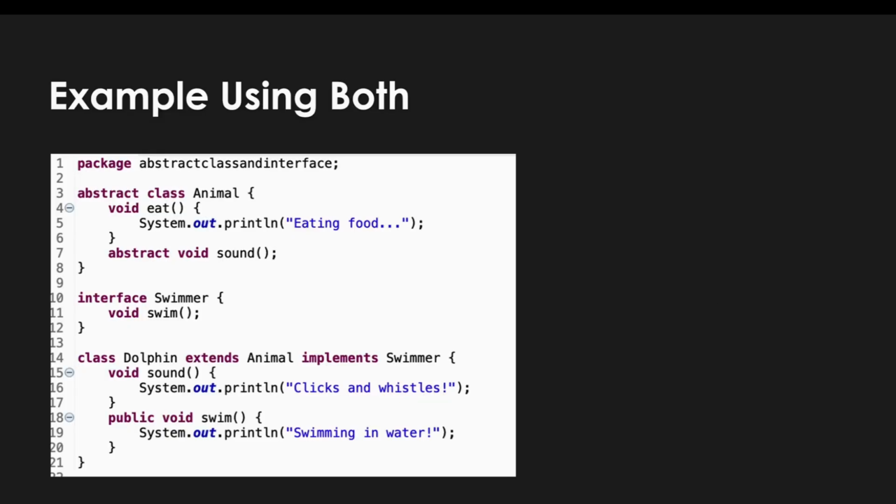This is a great example combining both concepts. We have an abstract class Animal with a method eat and an abstract method sound. We also have an interface called Swimmer. The Dolphin class extends Animal and implements Swimmer, giving its own behavior for both sound and swim. So this shows how we can combine both abstract classes and interfaces in one class.